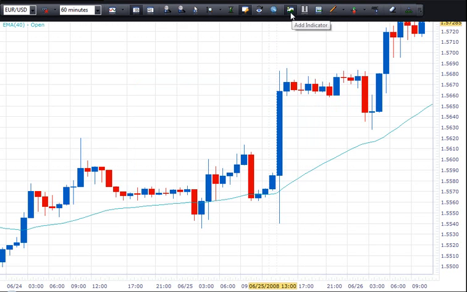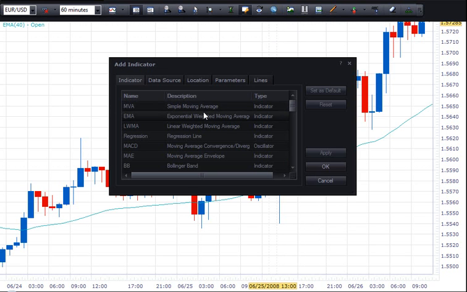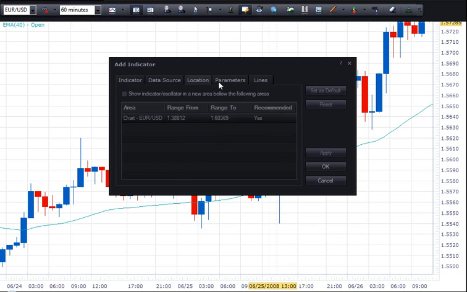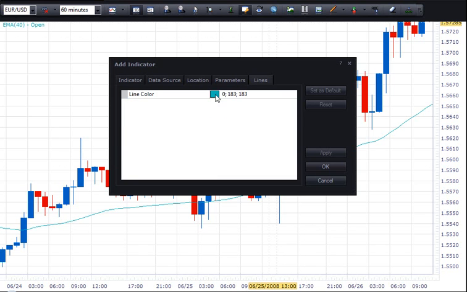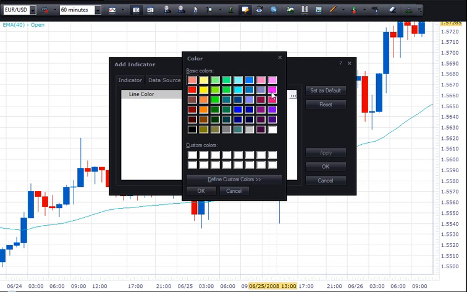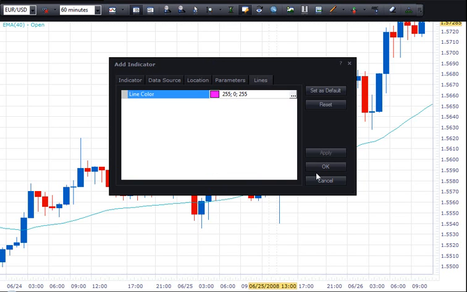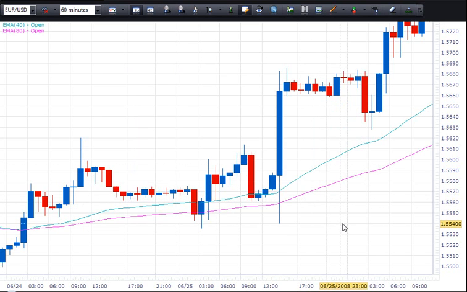And the second exponential moving average I use is an 80 period. This is my slower line. Just give that one a different colour so we can see the difference. So there they are, both on the price chart. The green line is the 40 period exponential moving average, the pink purple line the 80 period exponential moving average.